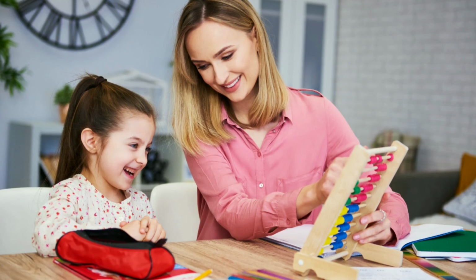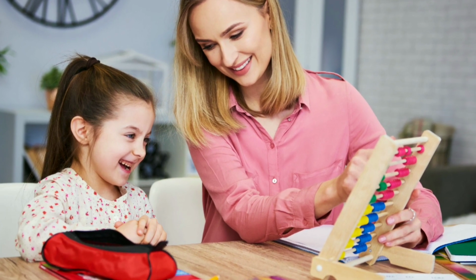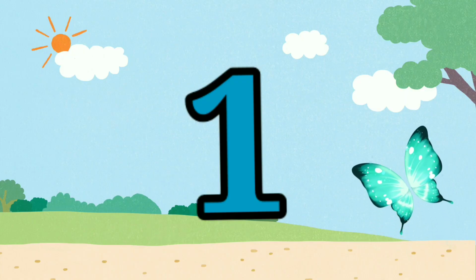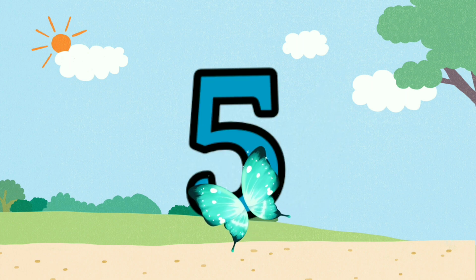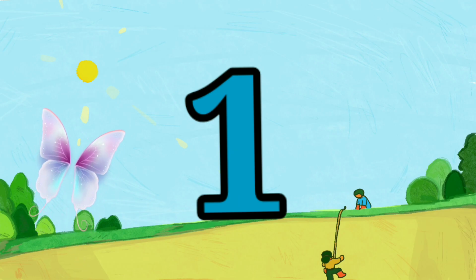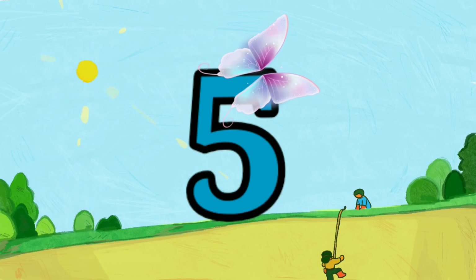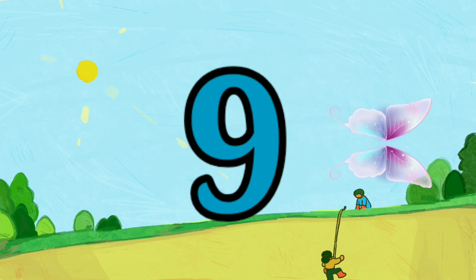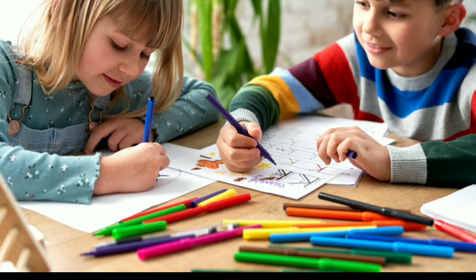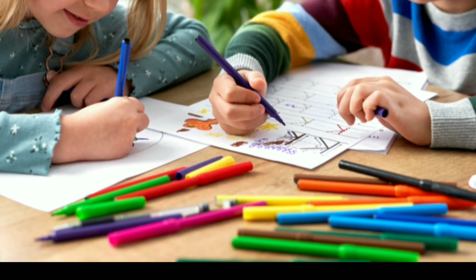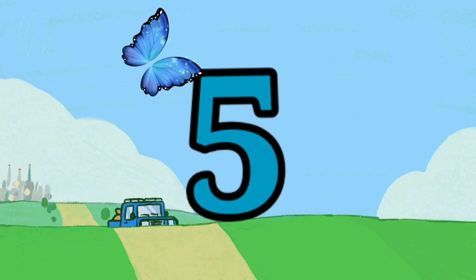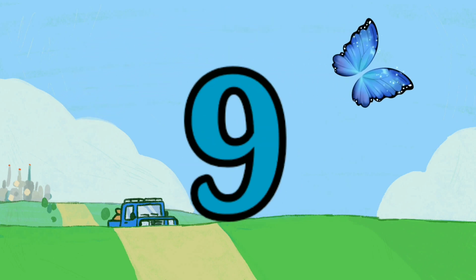7, 8, 9, and 10. You and I, my friend, we can count to 10. 1, 2, 3, 4, 5, 6, 7, 8, 9, 10. 1, 2, 3, 4, 5, 6, 7, 8, 9, and 10. You and I, my friend, we can count to 10. 1, 2, 3, 4, 5, 6, 7, 8, 9, and 10.